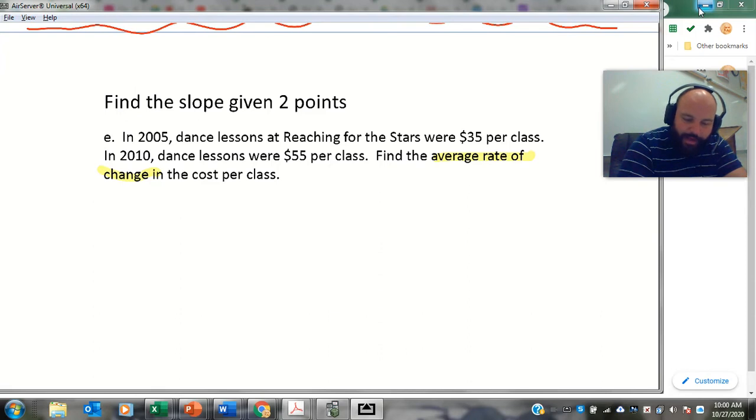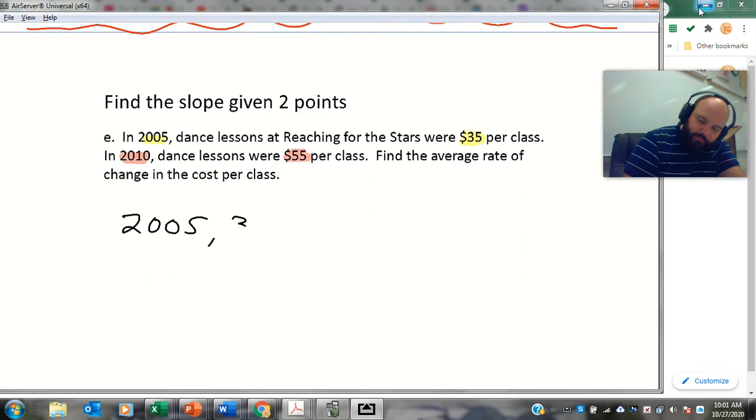We need to identify what all of the units are in this that are pertinent to calculating the slope. The first thing is going to be this 2005 right here. In that year, in 2005, the classes were $35. So those two amounts are connected together. The next two amounts that are connected together are 2010 and 55. The reason why I use two different colors is because those two are going to give us our ordered pairs. So you can see we'd have 2005, comma 35.